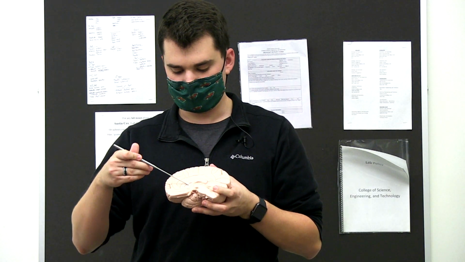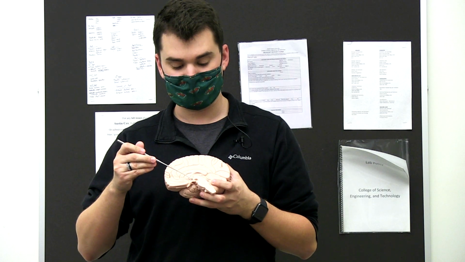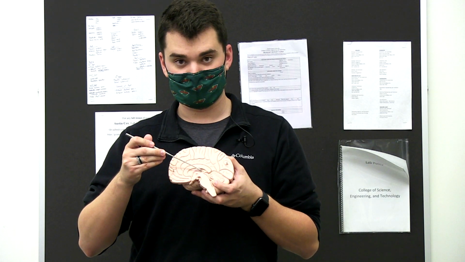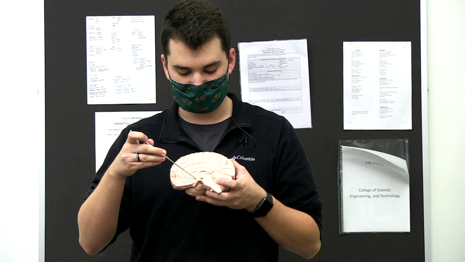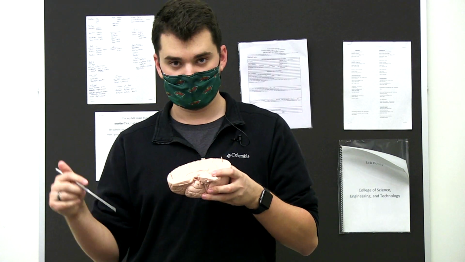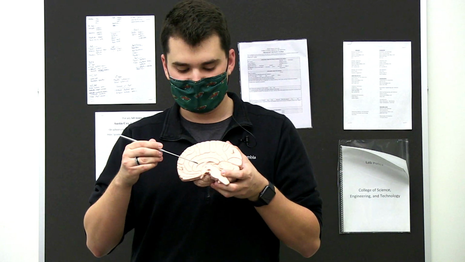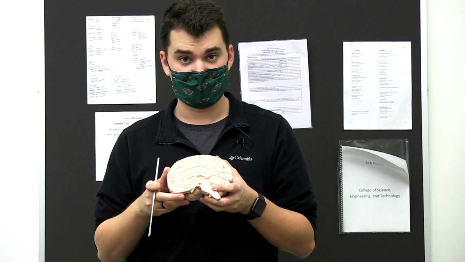Below the septum pellucidum, we have the thalamus and the hypothalamus. These are both structures that are a part of what is known as the diencephalon. The diencephalon contains different structures, again, two of them being the thalamus and the hypothalamus.